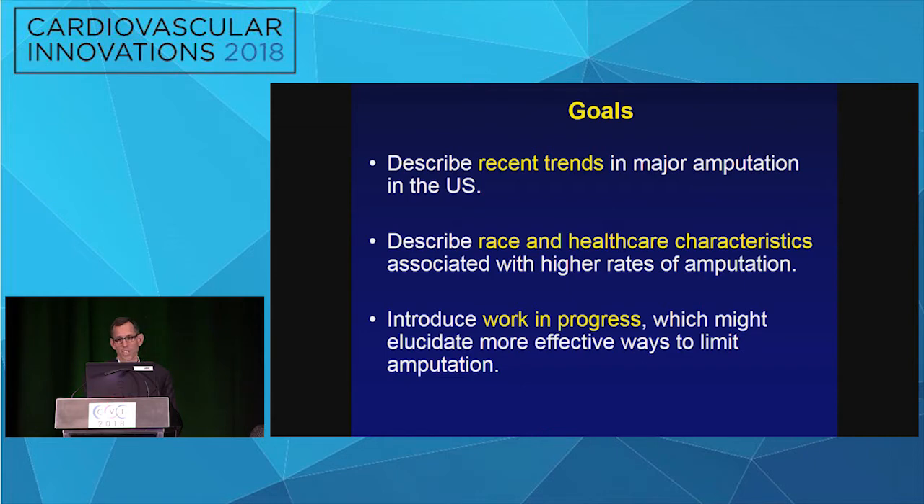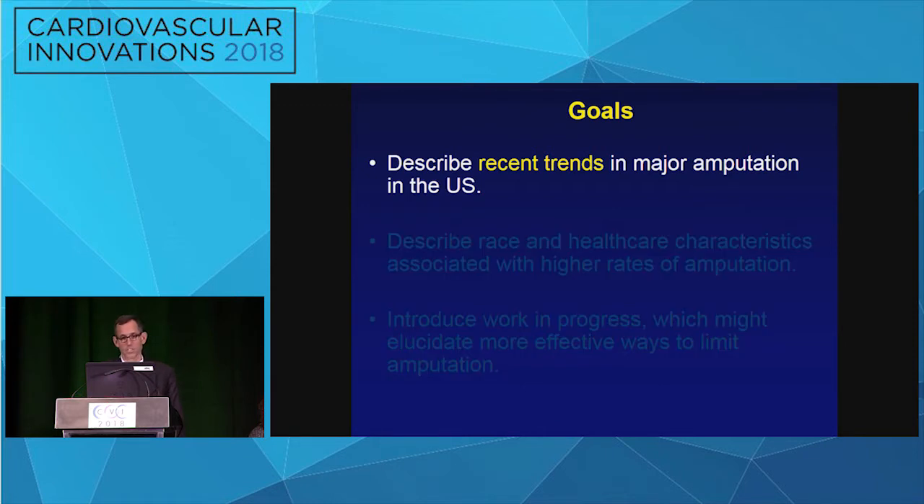So we'll describe some recent trends in major amputation, describe the race and healthcare characteristics that are associated with higher rates of amputation, and lastly, introduce some work in progress, which we hope might elucidate more effective ways to limit amputation in the most challenging populations.